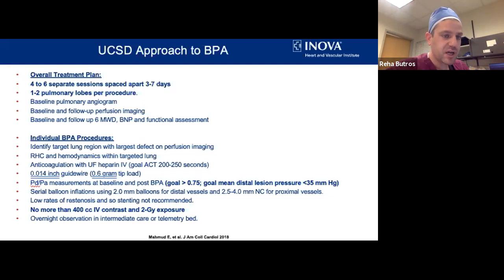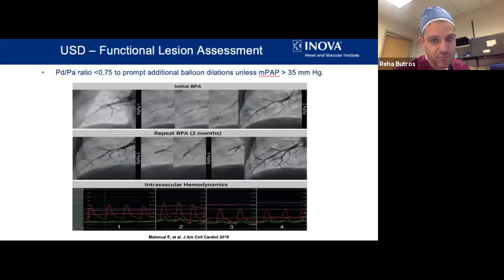And through that, we use our 014 tiny wires to try to get through the vessels. And we use light sedation since we require patient cooperation with the breathing during the procedure. It takes about 2 to 3 hours. And after the procedure, we admit the patients for overnight observation.